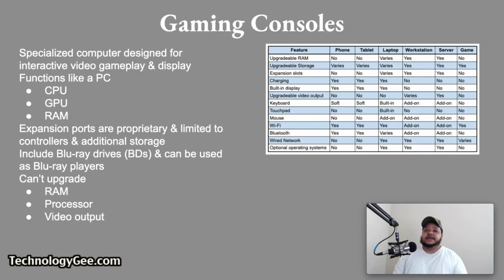All right, next let's talk about gaming consoles. A gaming console is a specialized computer system designed for interactive video gameplay and display. A video game console functions like a PC and is built with the same essential components, including a central processing unit, graphics processing unit, and random access memory. Unlike a standard computer, expansion options are proprietary and limited to controllers and additional storage. Current gaming console models include Blu-ray drives, and they can also be used as Blu-ray players. You cannot upgrade a gaming console's RAM, processor, or video output.